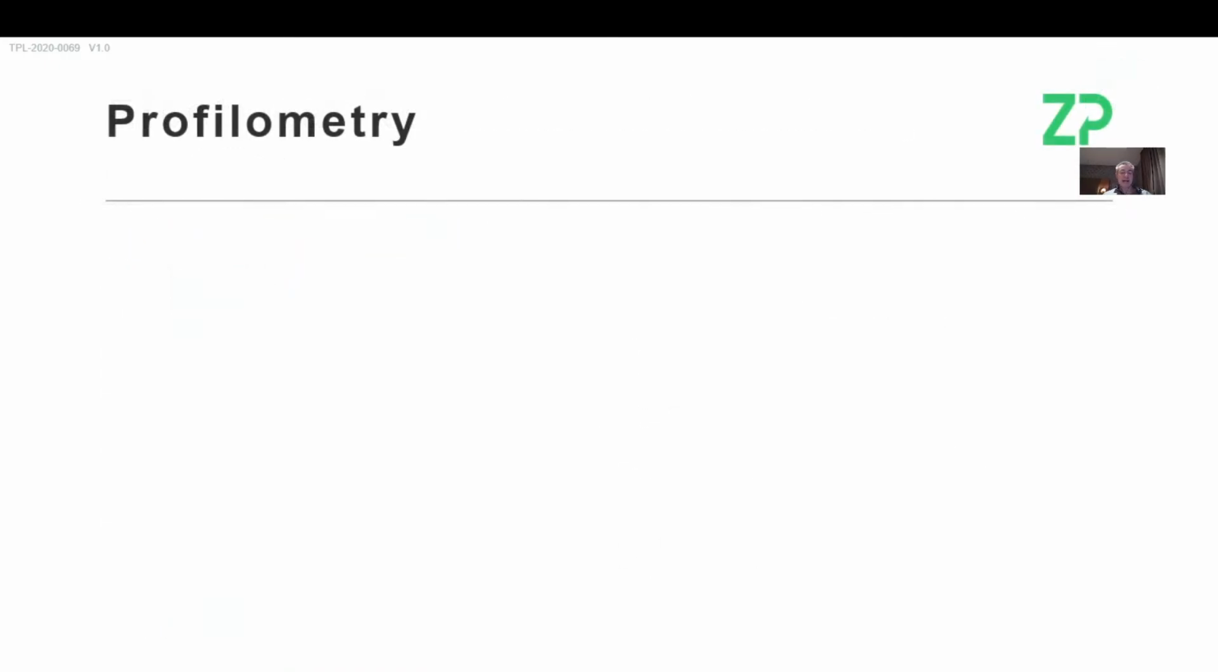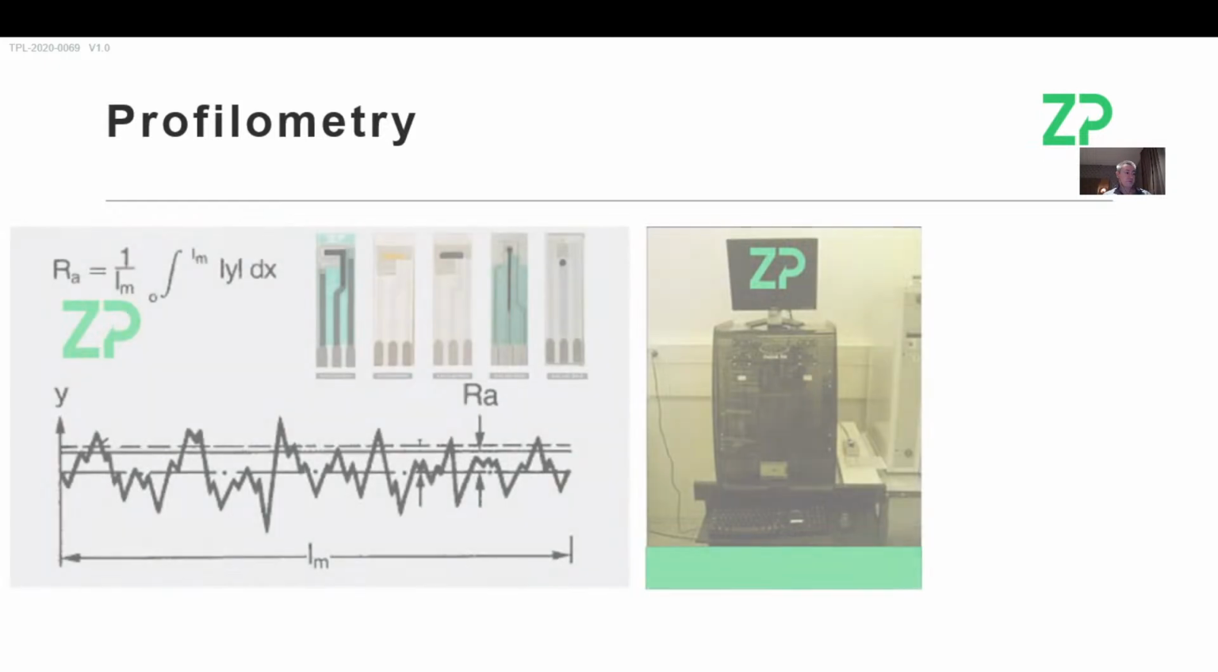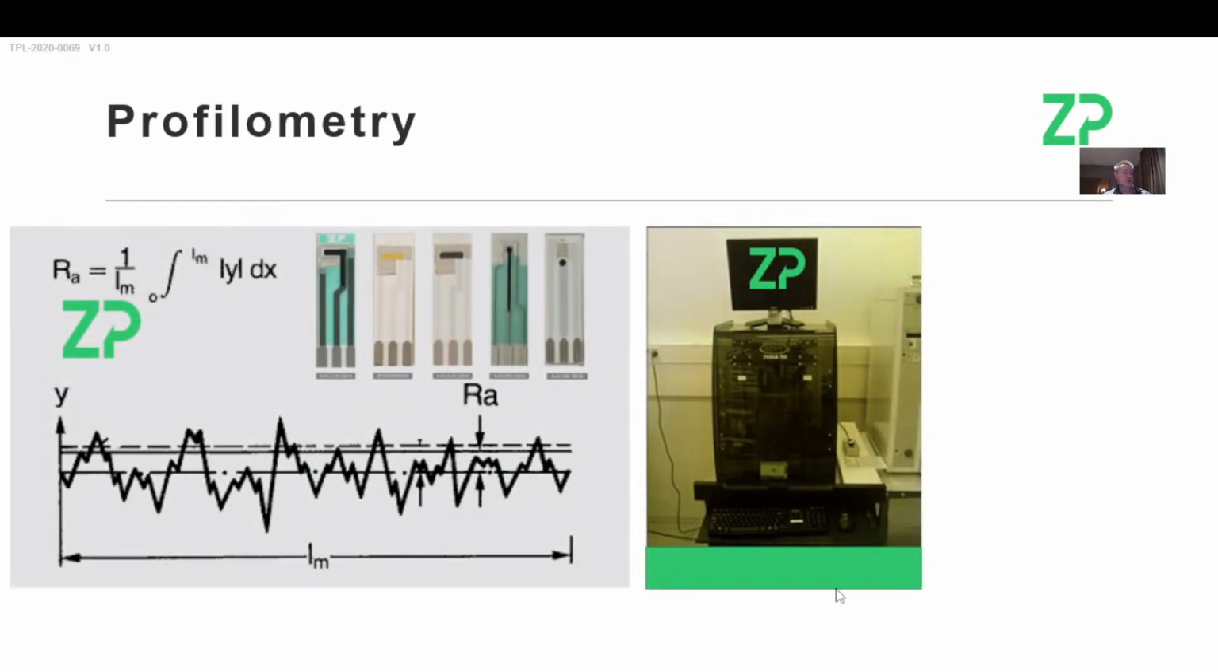Profilimetry is a kind of analytical technique and not something that you can really implement as a quality control tool. We do profilimetry for clients. It's fairly easy to do. The machines are well set up. It's useful for spotting gross errors. There's some use in it.